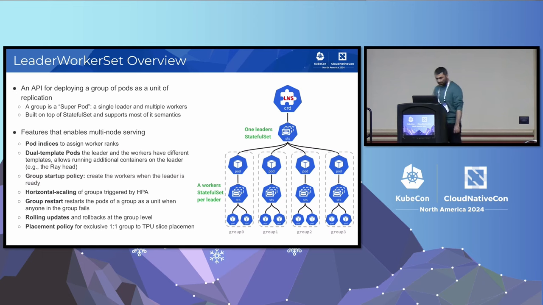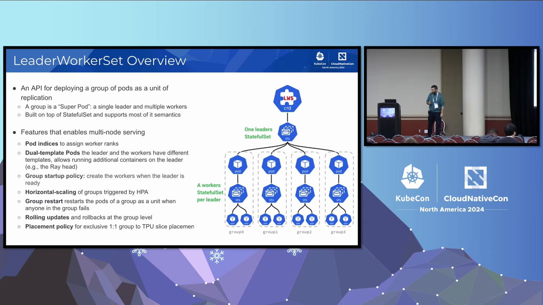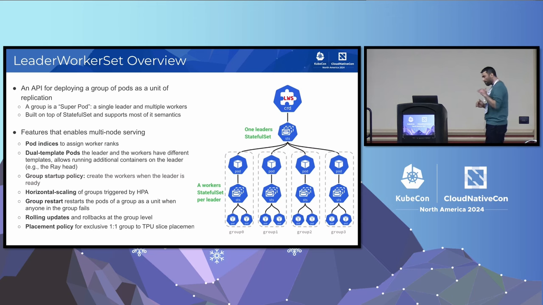So how did we do this? Take a look at the right side. As all custom APIs are, we use a CRD. The way that we did it is we structured it as two levels. We have built on top of the StatefulSet API. We're not trying to reinvent the wheel. We're always trying to compose from components that work and prove to be working really well.